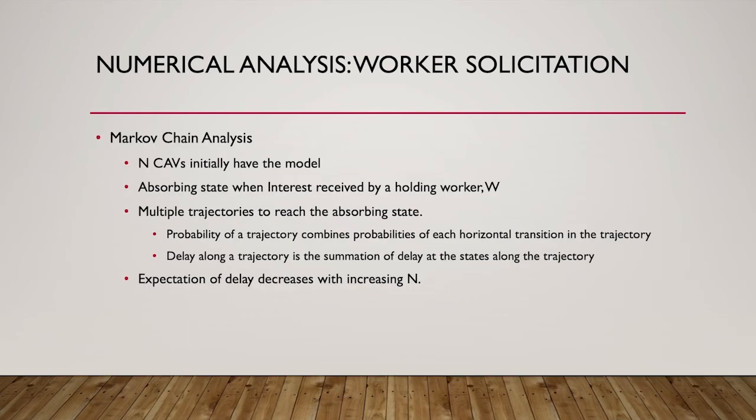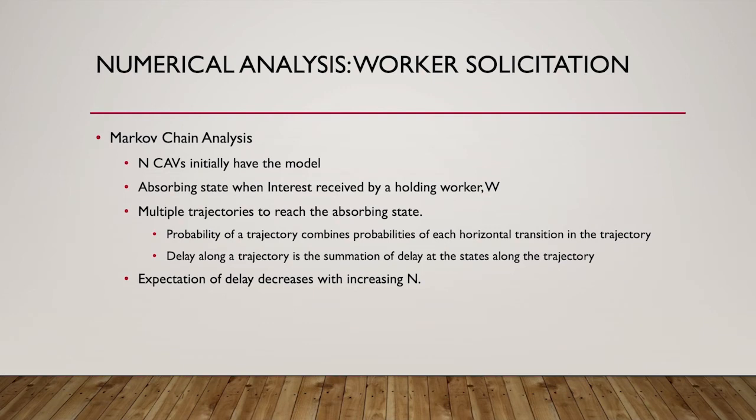For our analysis, we are using a Markov chain. Like I said, there are n CAVs that initially have the model. In each state of the Markov chain, we have one more vehicle with the model. The node we defined as the holding worker has received the interest sent from any of these vehicles that have the model. When that interest reaches the holding worker, that particular state is defined as the absorbing state.